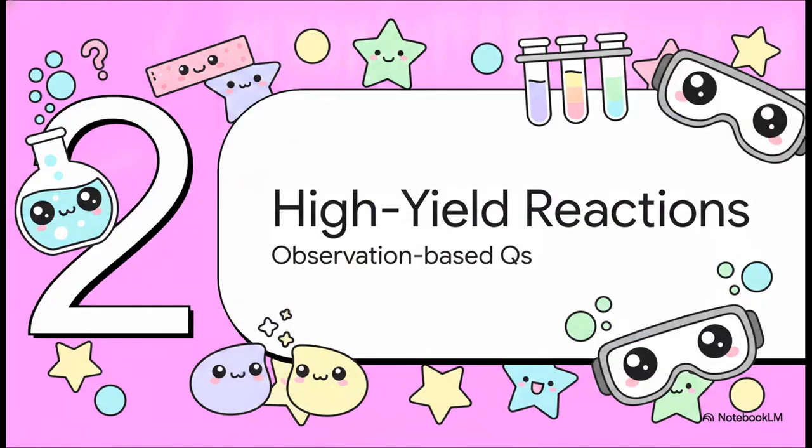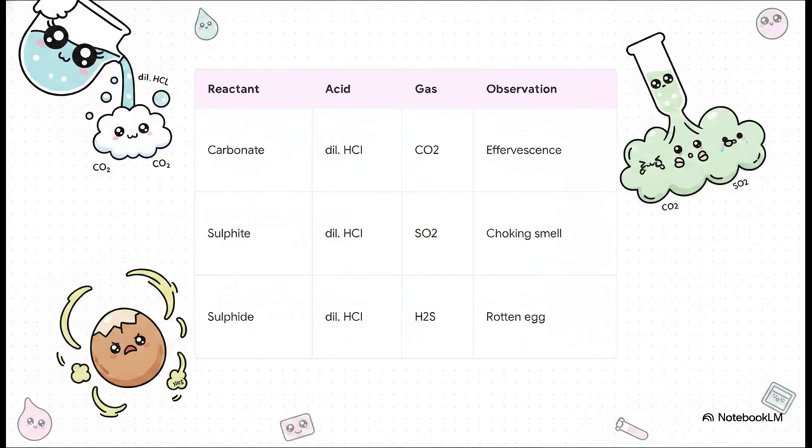Moving on to Section 2, high-yield chemical reactions. Next up, we're breaking down the critical chemical properties where all those tricky observation-based questions originate. The board absolutely loves asking, what do you observe when? And this is exactly where we secure those marks. Take a mental screenshot of this table right now. It is your ultimate cheat sheet for instantly identifying gases and observations in practical chemistry questions.